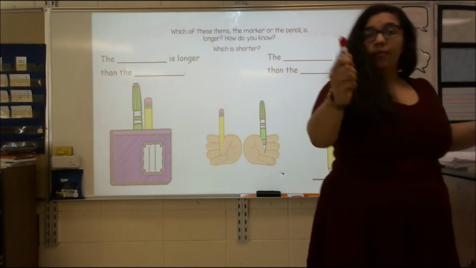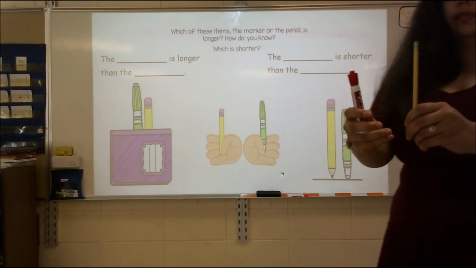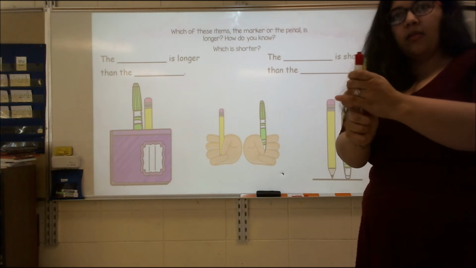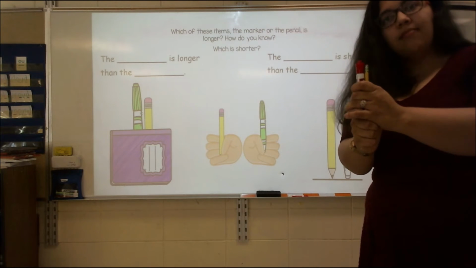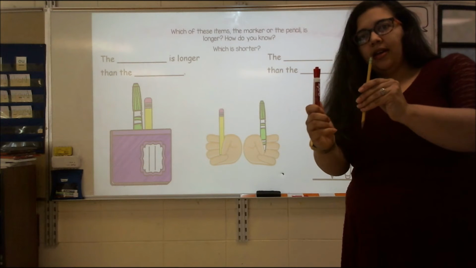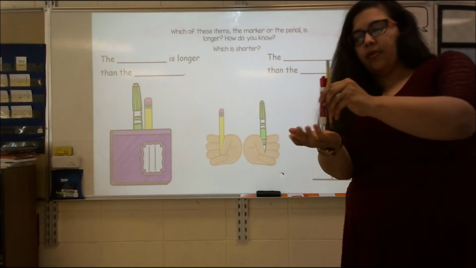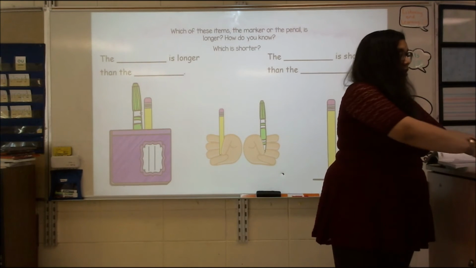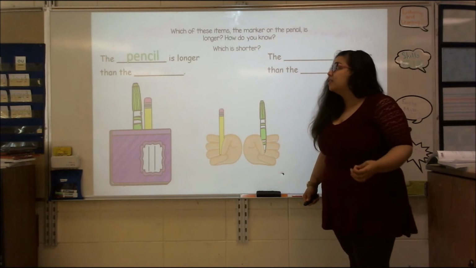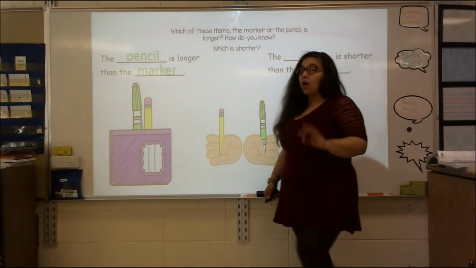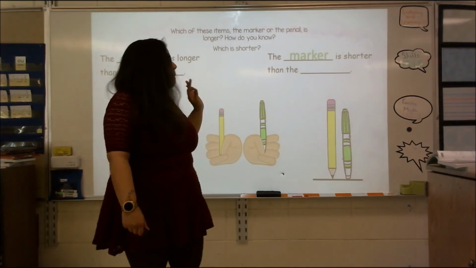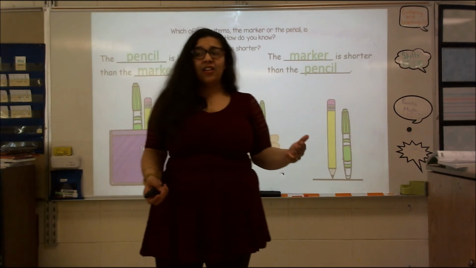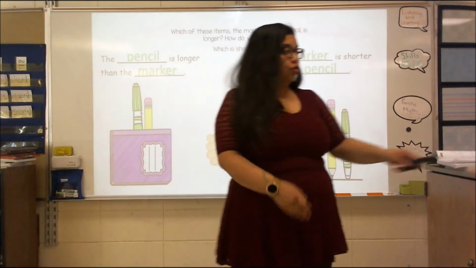So if I take this marker and this pencil and put them in my hands, I can make the marker look longer. But when I line them up on a flat surface, I clearly see the pencil is longer. Good job. The pencil is longer than the marker, which also means that the marker is shorter than the pencil. And that's what we're going to be looking at: comparing the lengths of two objects.